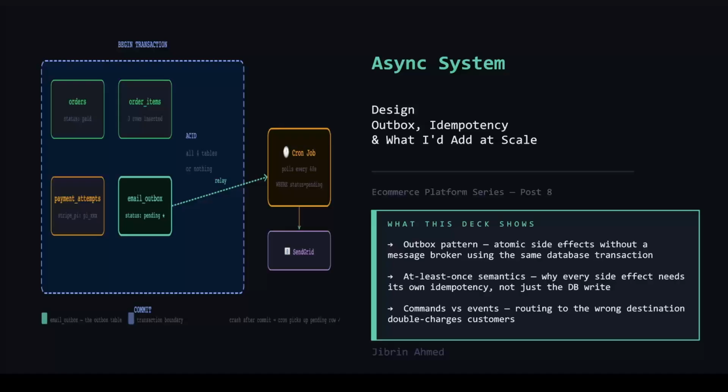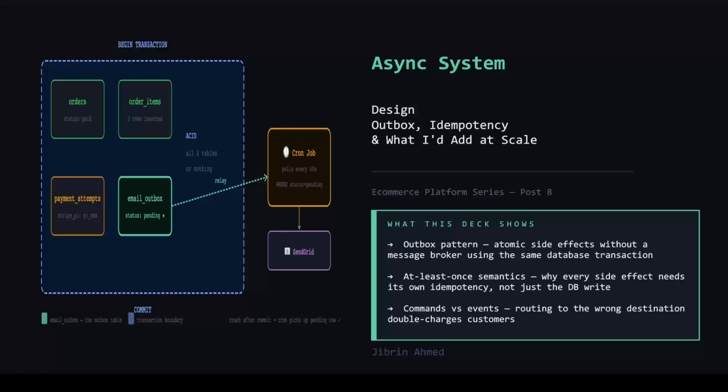Secondly, and more importantly, availability coupling. If SendGrid is down, your entire checkout fails. The customer can't complete their own purchase because an email service is unavailable. Async decoupling breaks that dependency. The checkout returns immediately. The email goes out when it goes out. SendGrid being temporarily unavailable is a delay, not a failure.